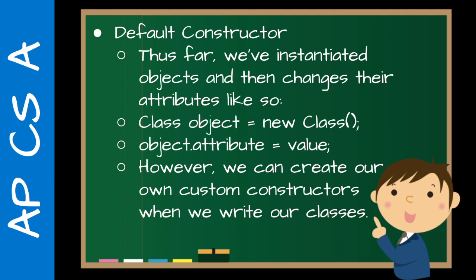Default constructor. Again, I haven't really talked about this before, maybe mentioned it in passing. Thus far, we have instantiated our objects and then changed their attributes like so. Class, object name equals new class, and you notice the parentheses are empty. And then we did object.attribute equals value. In the last unit, we learned object.setValue, so we use our setters instead. However, we can create our own custom constructors when we write our classes.